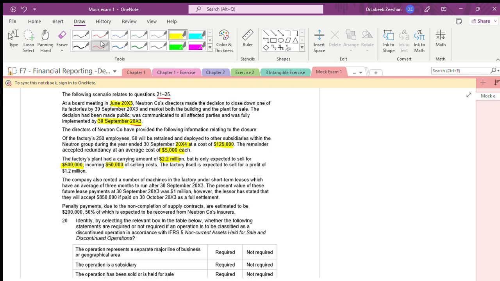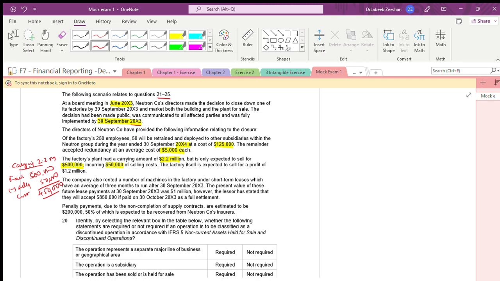Immediately you have to see the carrying amount. Carrying amount is 2.2 million. Is it right? Fair value is how much? Fair value is 500. Is it right? Selling cost is how much? Selling cost is 50,000. Is it right? Immediately you say how much you are going to get for 50,000. The factory itself is expected to sell for a profit of 1 point.